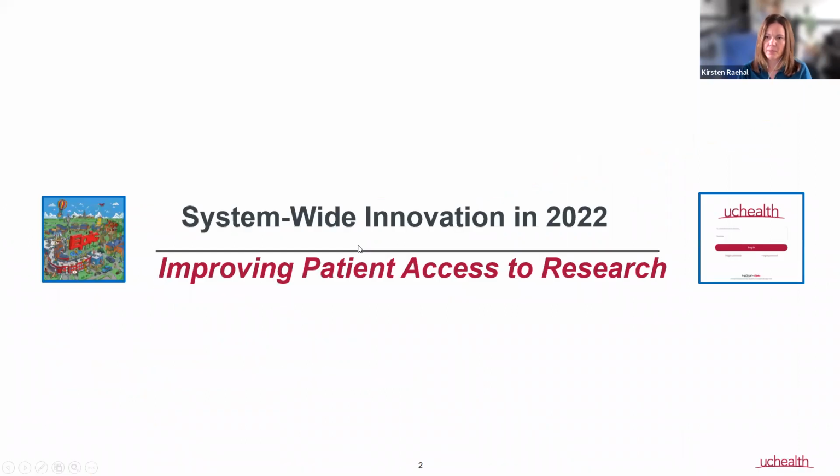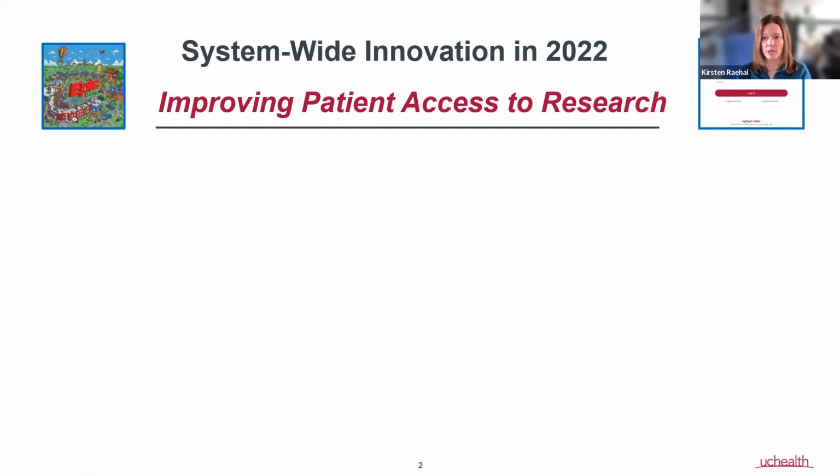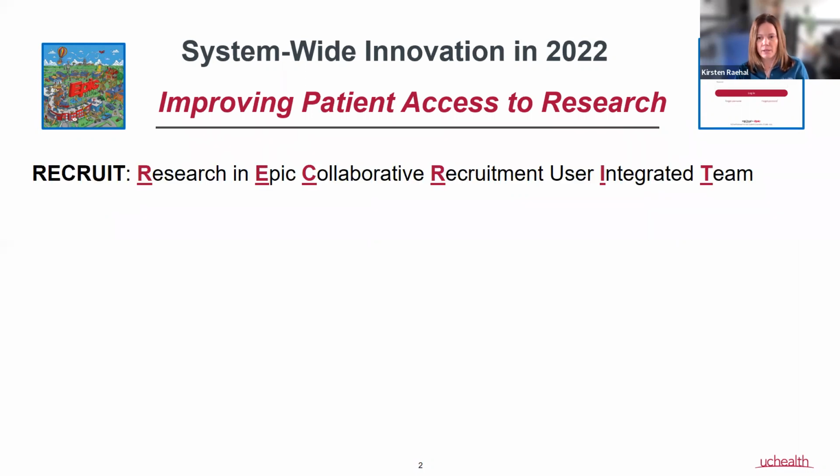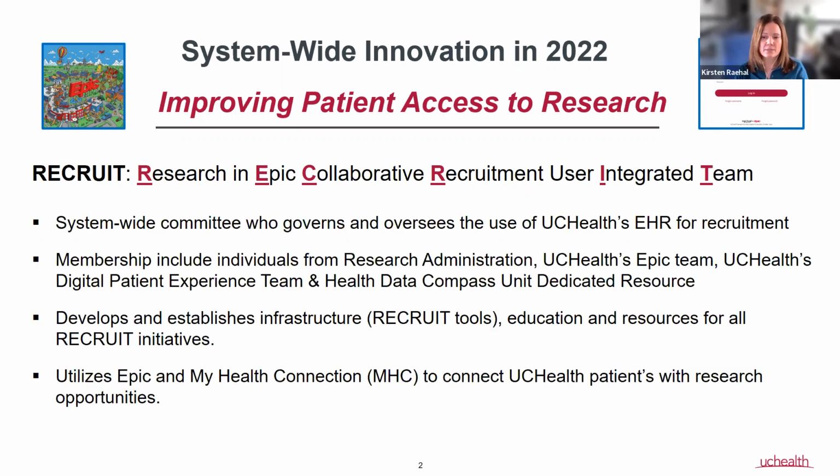Okay. So one of our system-wide innovations in 2022 was to improve patient access to research. The way we have done this is we created a committee called Recruit. It stands for Research and Epic Collaborative Recruitment User Integrated Team. This is a system-wide committee who governs and oversees the use of UCHealth's EHR for recruitment.